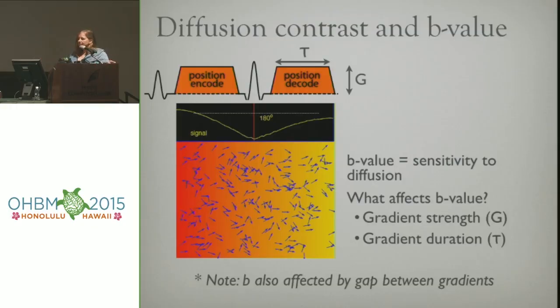Similarly, the gradient duration. So how long do we leave these gradients on is going to affect the b-value. And again, that's quite intuitive. So fix the gradient now and think about if I let things diffuse for longer, then they're going to move further in that gradient. And once again, that's going to result then in a larger difference in the rate of precession between the position you started at and the position you ended up at. And so again, you'll accumulate more phase. You'll dephase more relative to your neighbors.